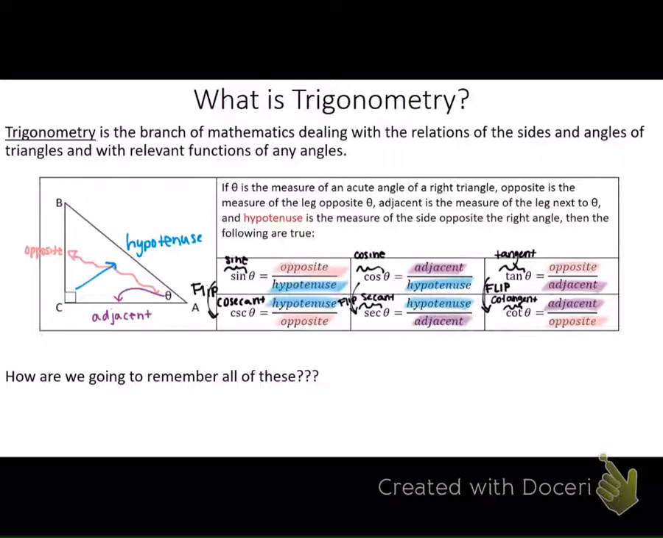This one here? This is cosecant. And then this one is secant. So how am I going to teach you guys how to even remember what these are in the first place? Because that is not something you're going to memorize. So there's a little trick, and we call it SOHCAHTOA.